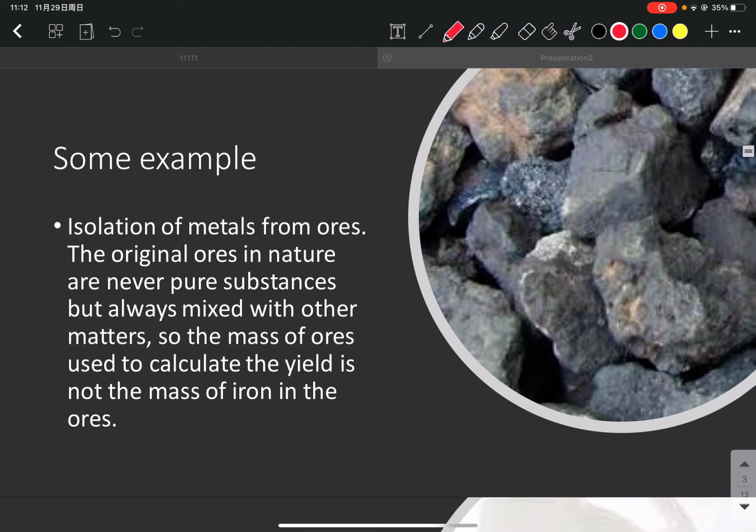Let's see some examples. The first example is isolation of metals from ores. The original ores in nature are never pure substances, but always mixed with other metals. So the mass of ores used to calculate the yield is not the mass of iron in the ores.